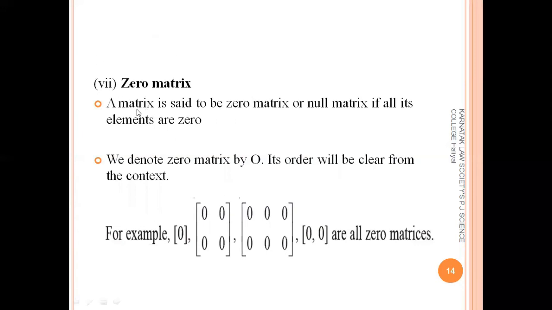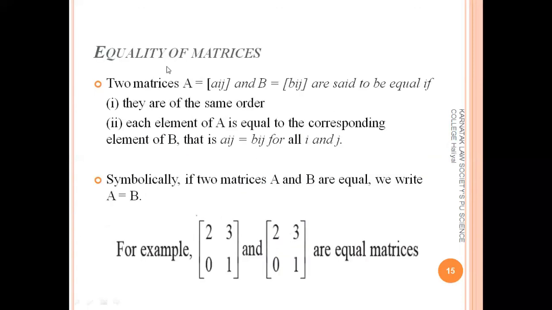So here is the 0 matrix. A matrix is said to be a 0 matrix or null matrix if all its elements are 0, and it is denoted by 0. These are the examples of order 1, 2, 3.